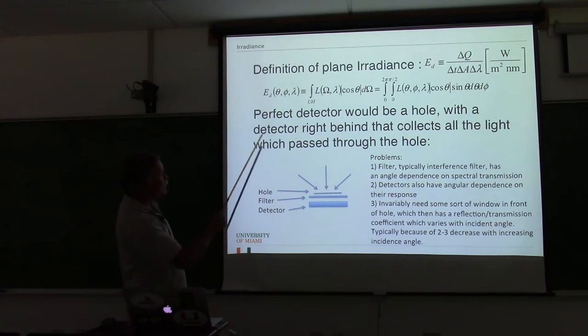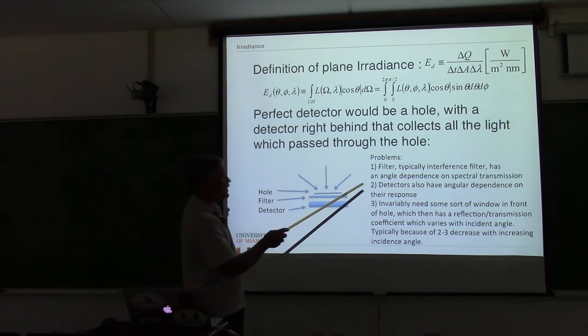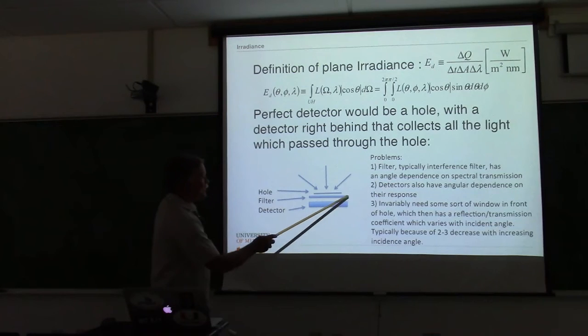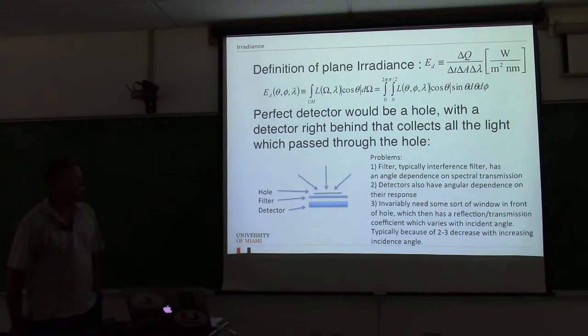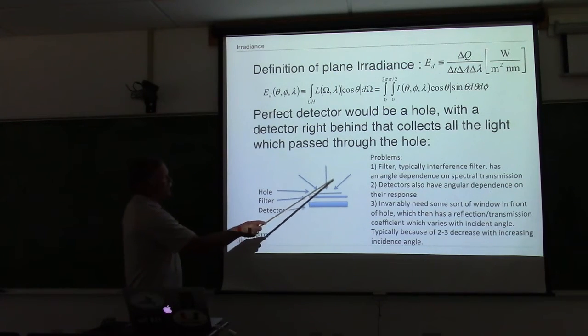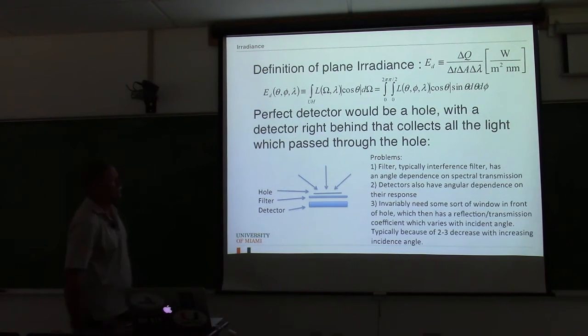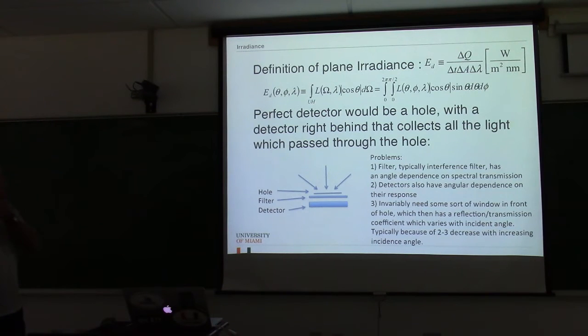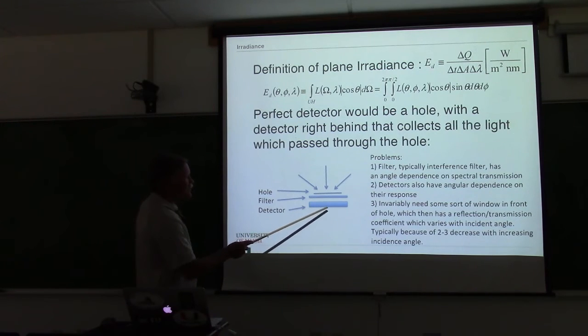The problem with this is that filters here, typically interference filters, have an angular dependence. So light coming in at some angle will get through a different part of the spectrum than light coming that way. So this perfect detector isn't going to work very well with filters. Detectors also have an angular dependence on their response, and so it won't deal equally with the light that comes in at different angles.